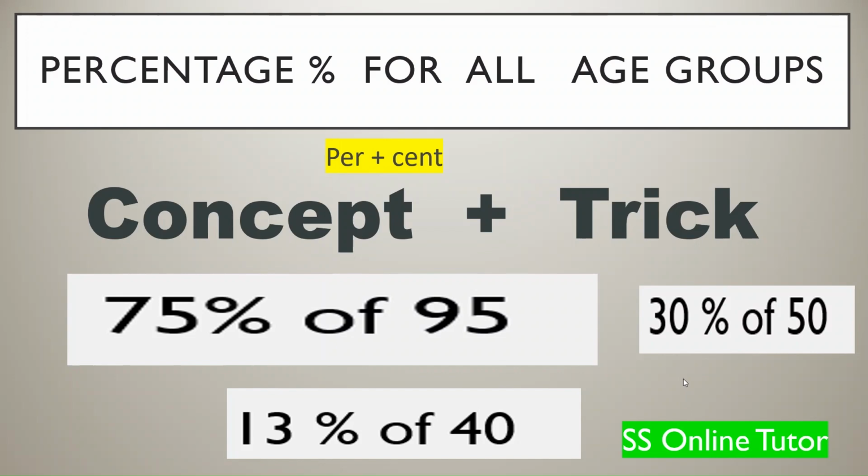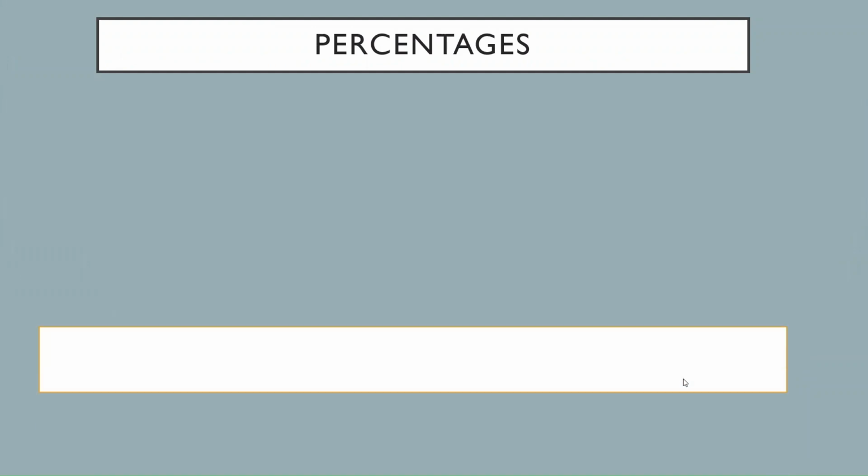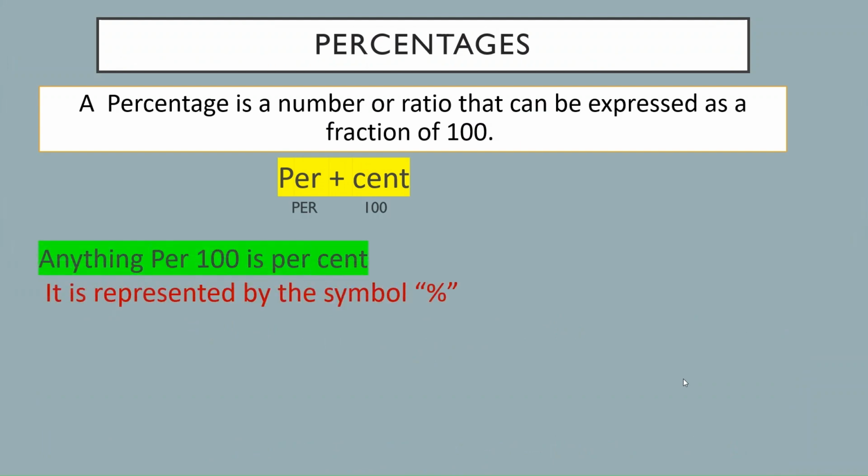These are very basic problems I have shown here for all the age groups. So, firstly, let us define what a percentage is. It is nothing but a number or a ratio that can be expressed as a fraction of 100. Here we will split percent into two parts, per plus cent. Per means per, and cent is nothing but 100. Anything per 100 is percent, and this percentage is represented by this symbol.